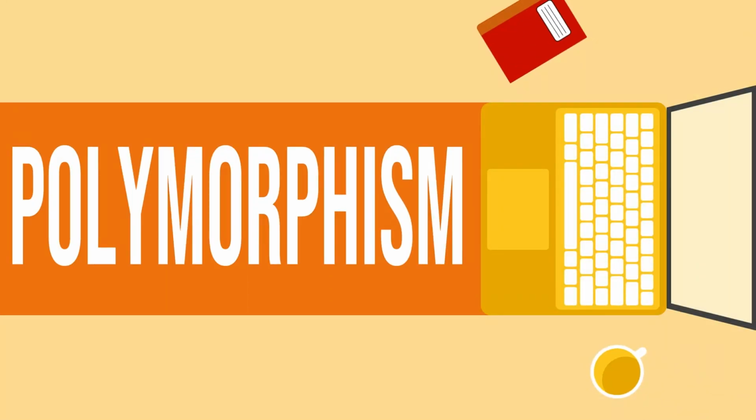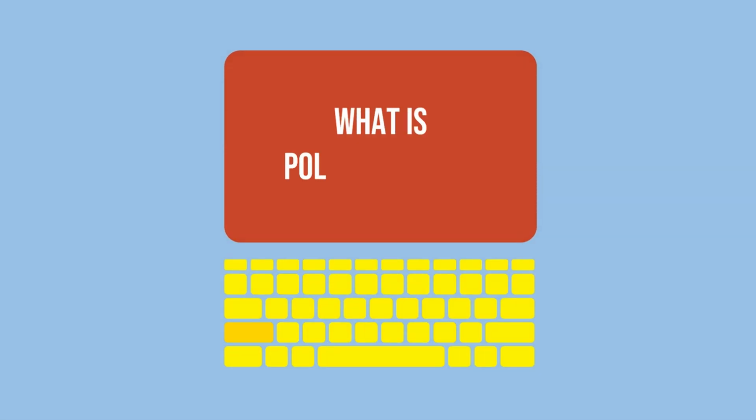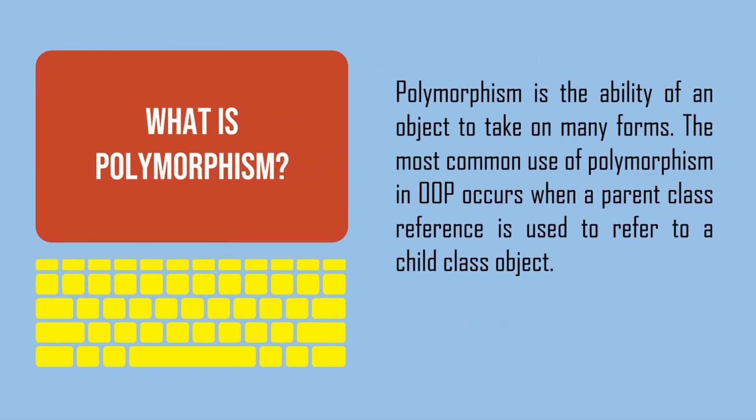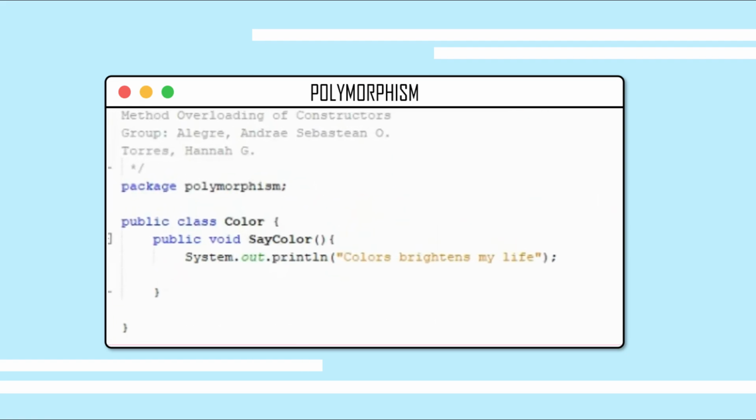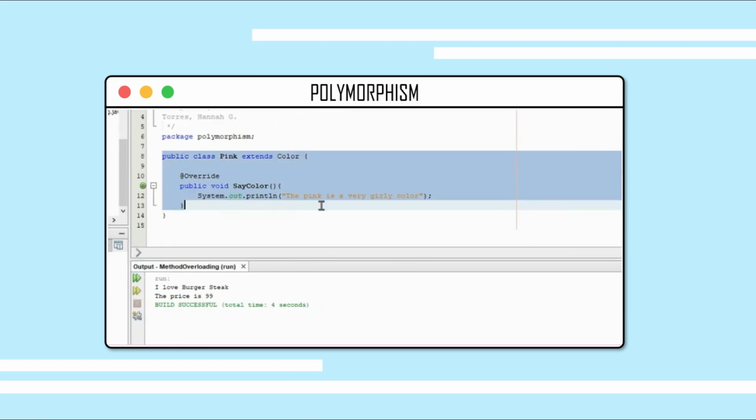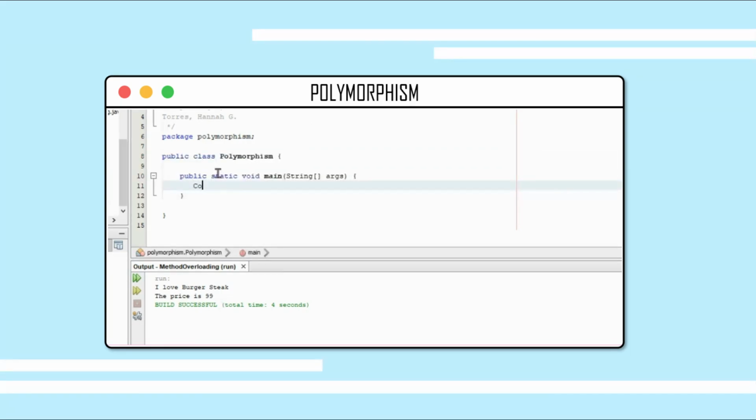So what is polymorphism? Polymorphism is the ability of an object to take on many forms. The most common use of polymorphism in the OOP occurs when a parent class reference is used to refer to a child class object. So let's demonstrate to have a deeper understanding of the lesson. I already added color as a parent class and pink and blue as a child class. In the parent class, we declare an array for color and we will input a hue as a new color and have an array size of 2.